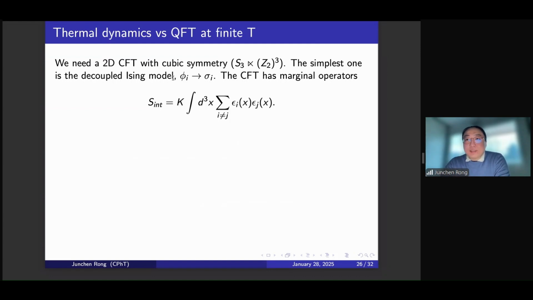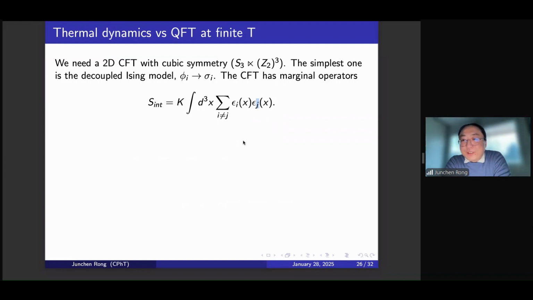So why am I saying it has cubic symmetry? It's because each copy has a Z2 symmetry, and there's a permutation among the three of them, and that's the cubic symmetry. But the CFT also has a marginal operator. Why is it marginal? It's because I want to find all the operators that preserve this symmetry. The simplest thing you can write down is epsilon_i epsilon_j, i not equal to j, summation over all the possible pairs.